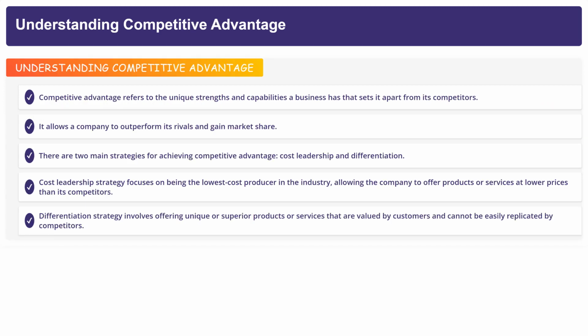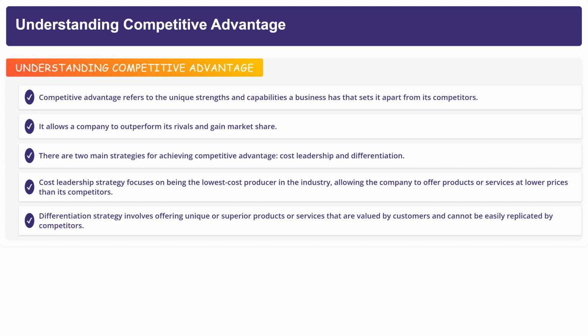In this segment, we will explore the concept of competitive advantage and its relevance in achieving business success. In this section, we will delve into the concept of competitive advantage and differentiate between cost leadership and differentiation strategies. We will also explain how businesses can achieve a sustainable competitive advantage. Competitive advantage refers to the unique strengths and capabilities a business has that sets it apart from its competitors. It allows a company to outperform its rivals and gain market share.